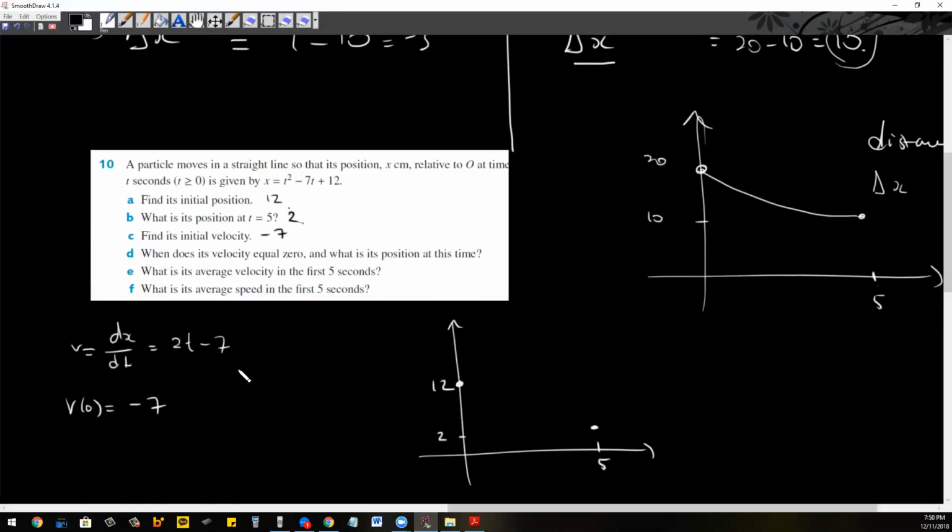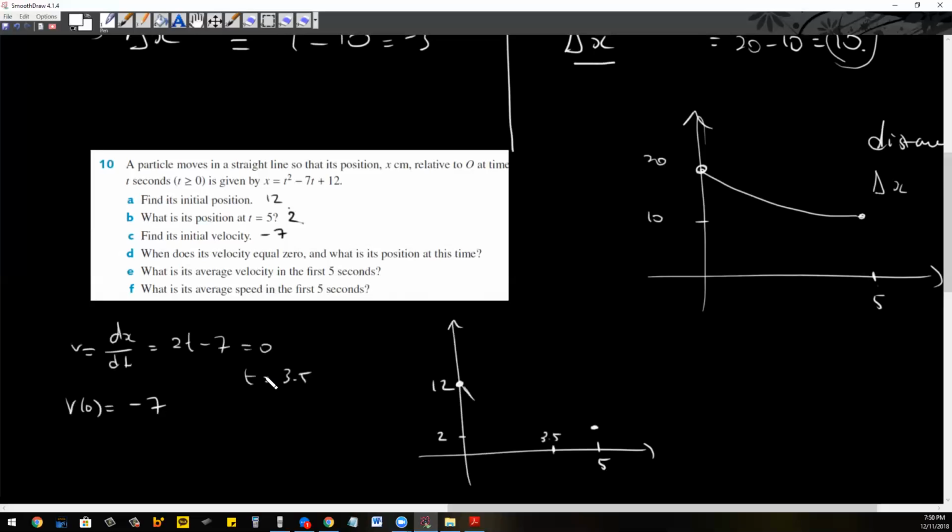So that's negative 7. It means it has negative gradient, so it goes down like this. And then when does the velocity equal 0? So let this equal 0, velocity equals 0, then you get t equals 3.5. So around 3.5, which is around here, then you have a zero velocity. So the gradient will be 0.